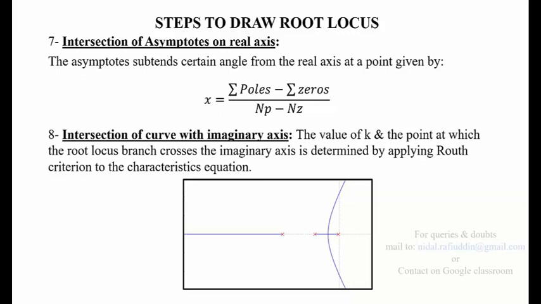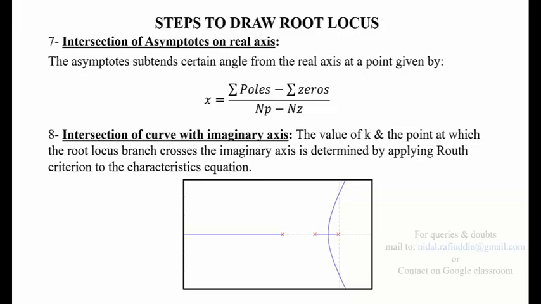Rule number 8 says the intersection of curves with the imaginary axis. Rule number 7 is in continuation to rule number 6, where we talked about the angle of asymptotes. In rule 6 we find the angle at which the asymptotes will be drawn, but at what point on the real axis they should be started or drawn from comes from rule number 7. So the intersection of asymptotes is given by rule 7, and rule 8 talks about the intersection of the curve or the root locus with the imaginary axis.